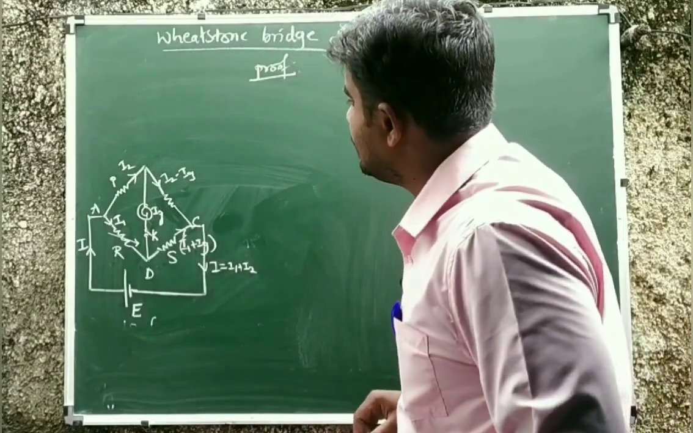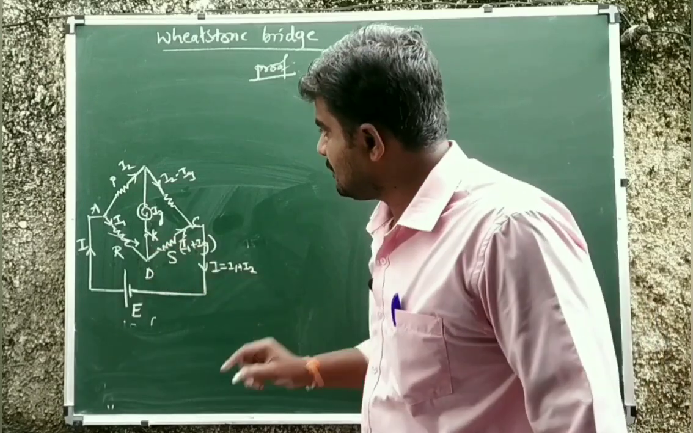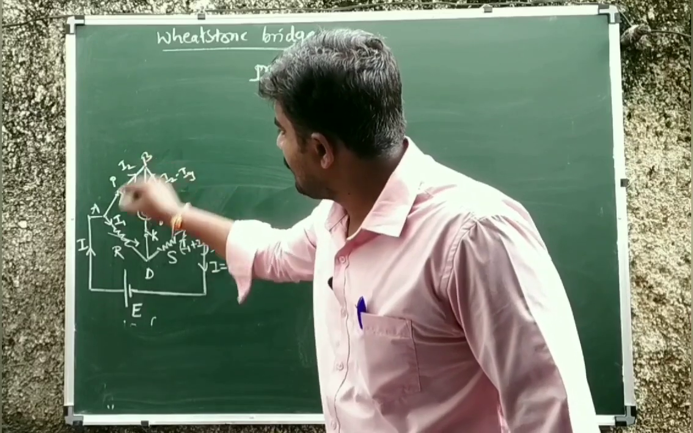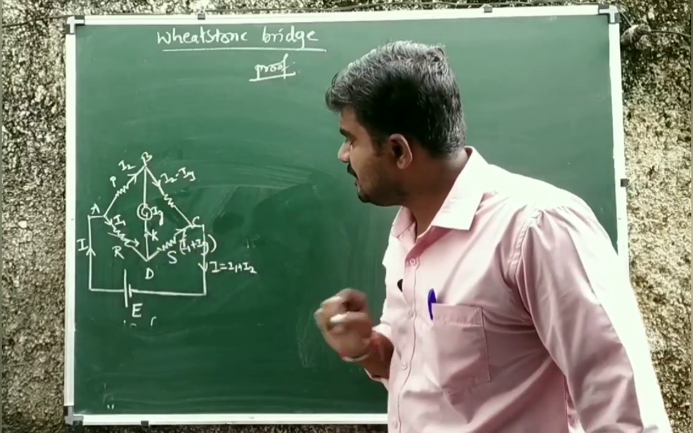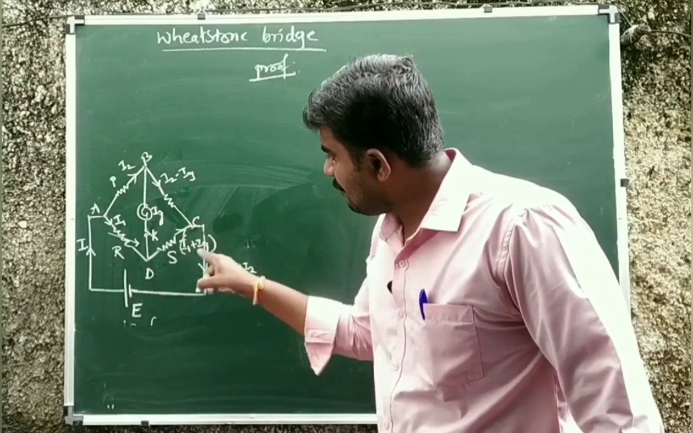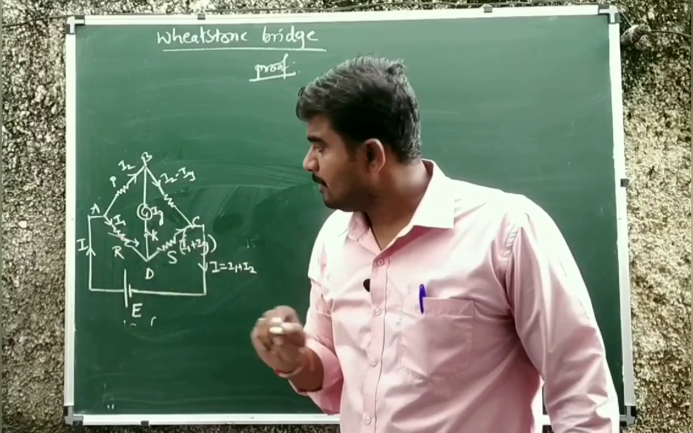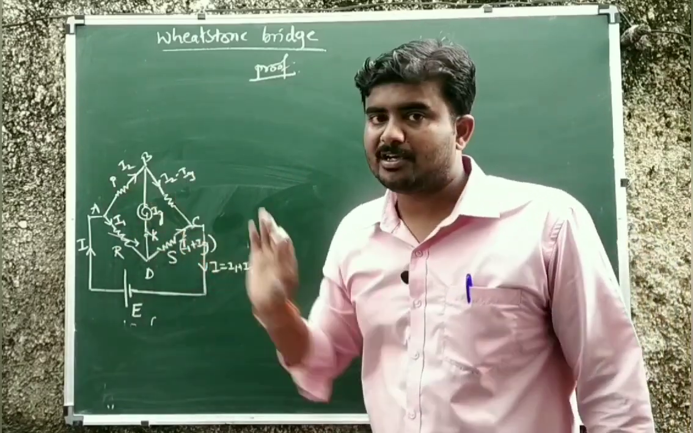See, when this key is closed, what happens? There are different currents across the arms. From A to B, I2 current is flowing. From B to C, I2 minus Ig is flowing. From D to C, I1 plus Ig is flowing. From A to D, how much current is flowing? It is I1. Different amounts of current across different junctions.